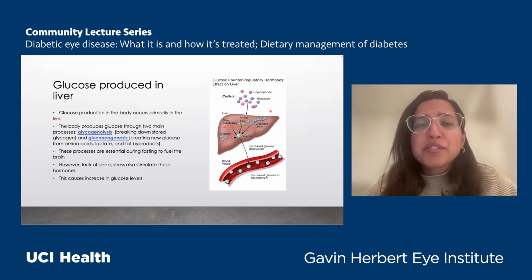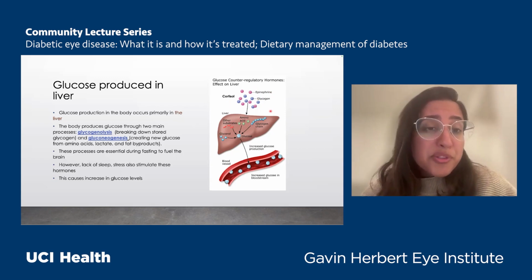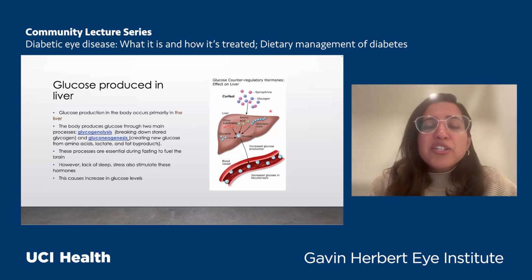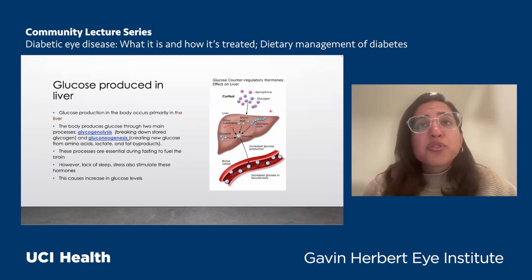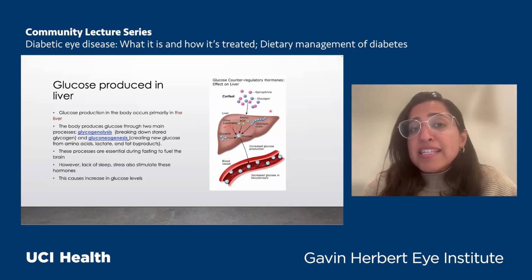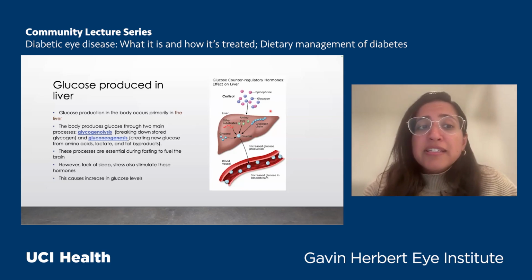Now, a time when this process would be very useful would be when you're fasting and you don't have access to a glucose source. So in order to fuel the brain, your liver can just break down glycogen stores or build new glucose as fuel for the brain. But these hormones get activated in times of stress or when you're not getting enough sleep.